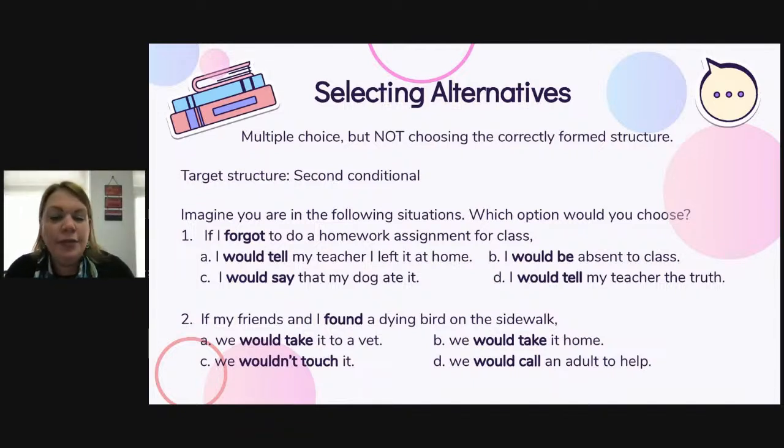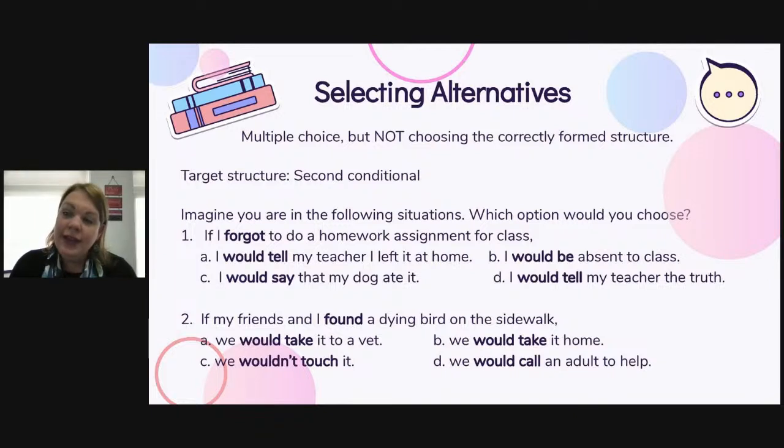Number 1 says, if I forgot to do a homework assignment for class, and then I could go through the options. So if I were to present this activity to my class, I want to show them the written language, and I also want them to hear it, right? So I can read this activity out loud to them, and I can ask them to vote. How many people say A? How many people say B? How many people say C? Like that, right? Or I can say, for example, Maria, what do you say? A, B, C, or D?